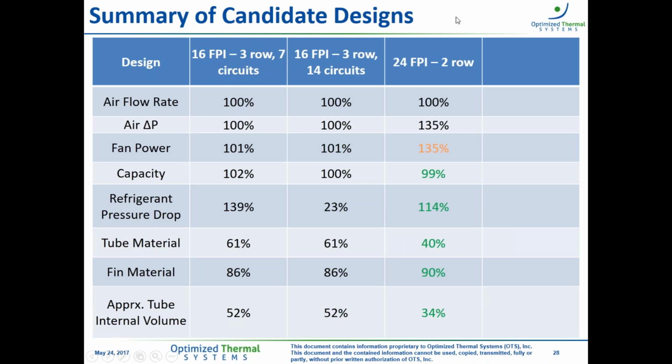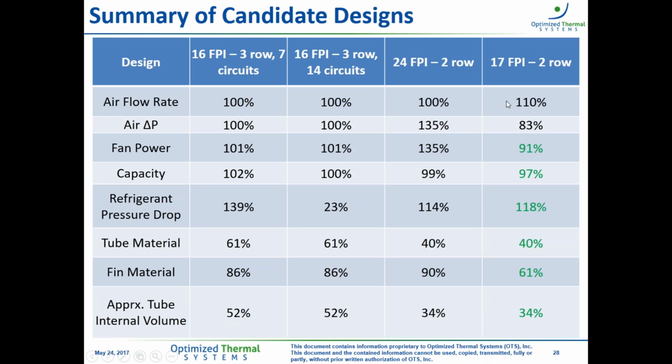And then when we look at our 2-row design, as I mentioned before, we have an increased air pressure drop and increased fan power. The capacity is acceptable, or refrigerant pressure drop is acceptable, and we're able to reduce the tube material consumption by about 60%, and the internal volume of the tubes is decreased down to just 34% of the baseline internal volume. So this is a very attractive design, going down to just 2 rows with 5mm tubes, but we have this challenge of the increased fan power. It should be addressed.